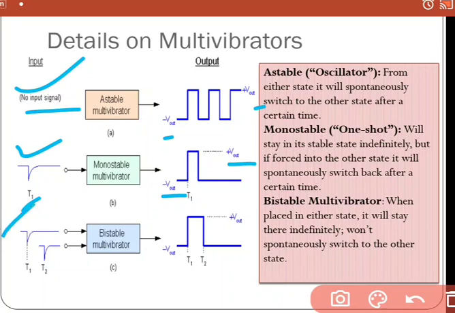Now here is the bistable multivibrator. In the bistable multivibrator, there are two stable states. One is minus V out and another is plus V out. In the minus V out, when some trigger is given at T1, it will jump to plus V out state, and when some input is given at some T2, it will again come back to minus V out state. So this is bistable multivibrator.